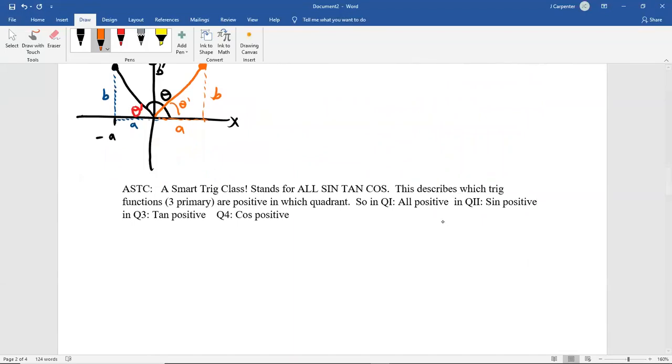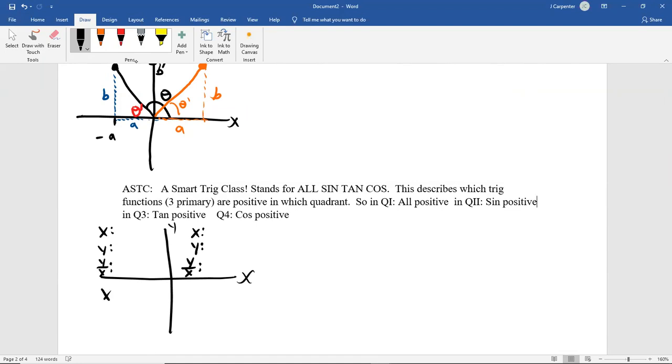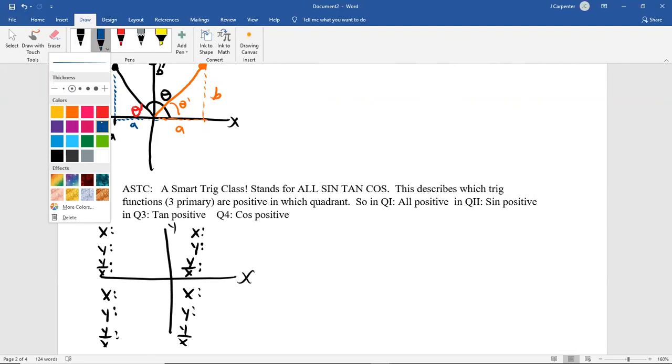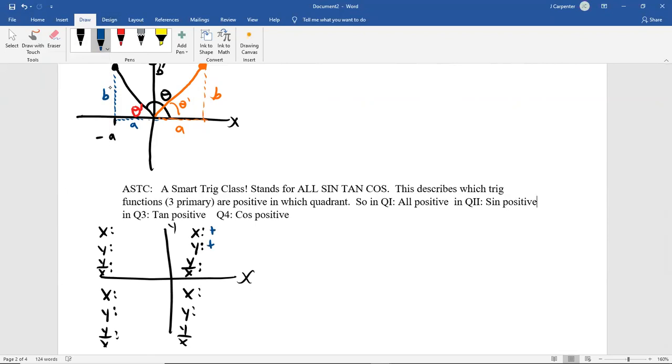Why exactly is this? Let's draw up another one of these. And I'm going to label in each quadrant the sign, the positive or negative sign of the x-coordinate, the y-coordinate, and the ratio of the two. But specifically y over x, because that's going to relate to tangent. All right, so if you're in quadrant 1, an x-coordinate has to be positive. If you're in quadrant 1, a y-coordinate has to be positive because you go right and up. And the division of a positive and a positive is a positive.